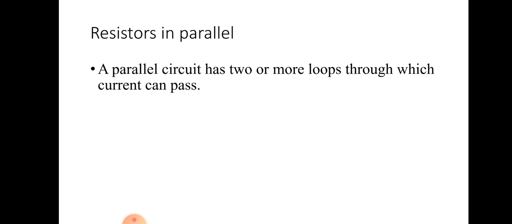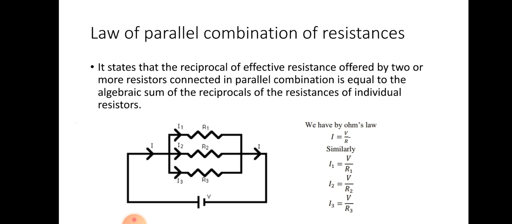Now, when we say that resistors are connected in parallel, at that time you have to remember that a parallel circuit has two or more loops through which the current can pass. Now you will understand the meaning of two or more loops by seeing this diagram. So have a look at the diagram. Here you can observe that R1, R2 and R3 are the resistances of these three resistors. There is a cell which will create the potential difference and the current will pass.